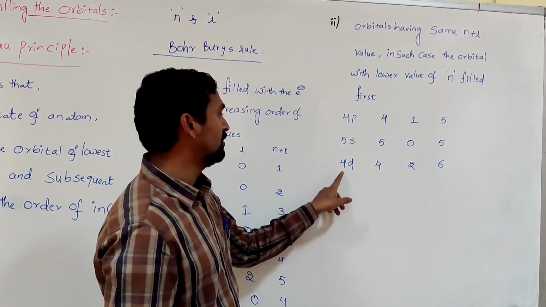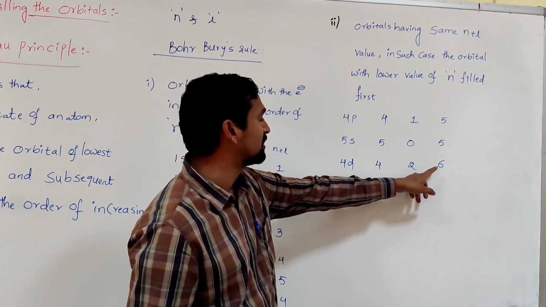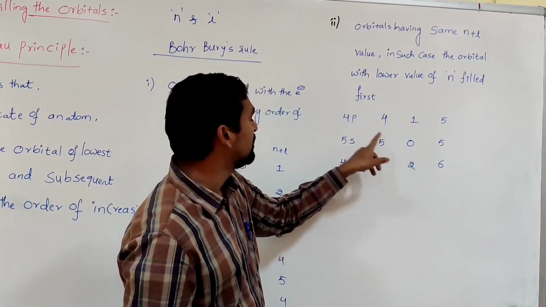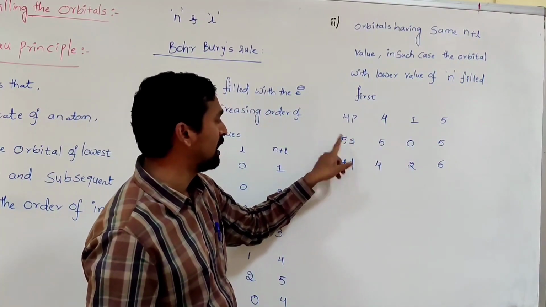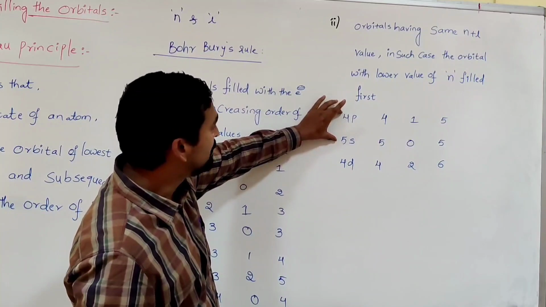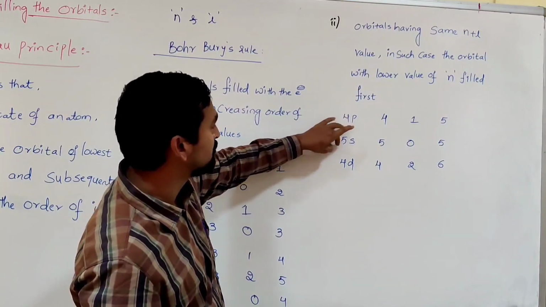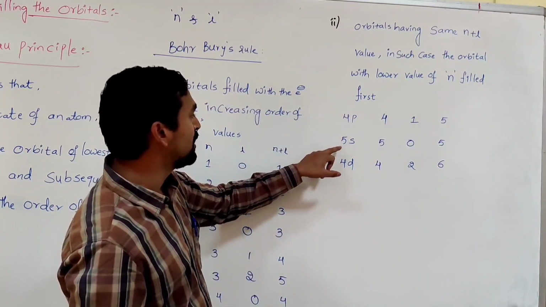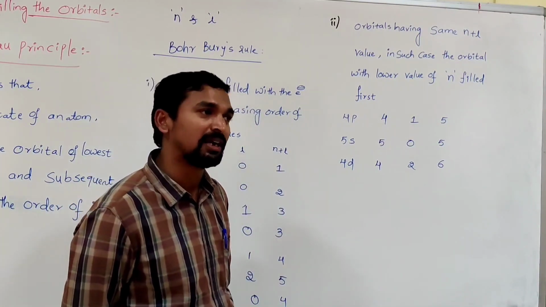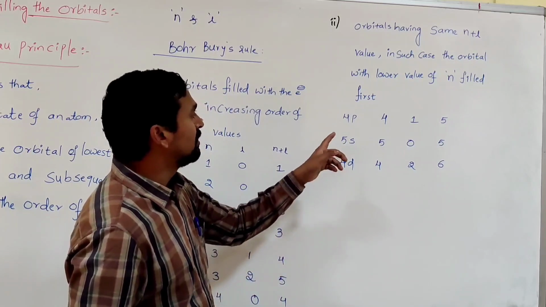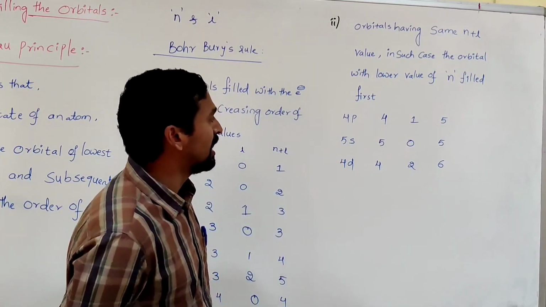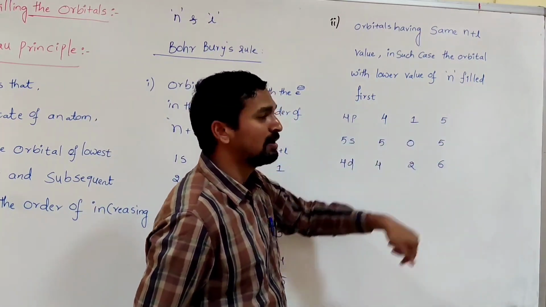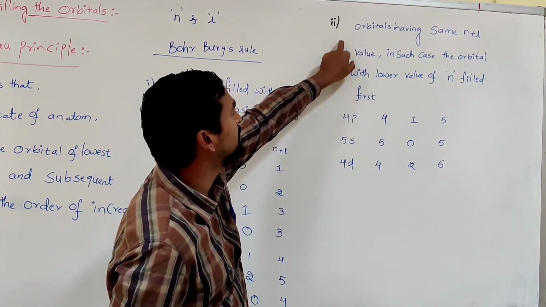Into the 4d subshell the electron never enters, because its n plus L value is greater than the n plus L value of 4p and 5s. So the competition exists between 4p and 5s, because both have the same n plus L value. Among the 4p and 5s subshells, into which subshell does the electron enter? It is not possible to predict it with the n plus L value alone. In that case, we need to apply this rule.